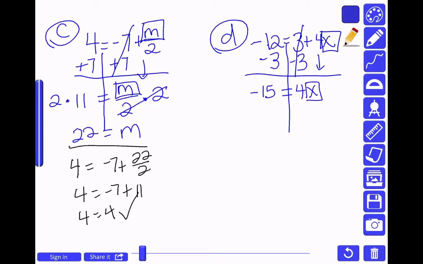I still need to get x by itself, which means I need to get rid of the 4. So I'm going to do the inverse of multiplication, which is division on both sides. 4 divided by 4 is 1x. Negative 15 over 4. That cannot be simplified. 4 does not go into 15, and 4 can be divided by 2, but 15 can't. So that would be my final answer. I would leave it as an improper fraction. That is the simplified answer.